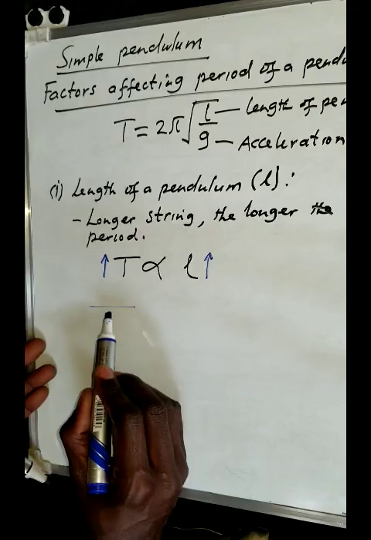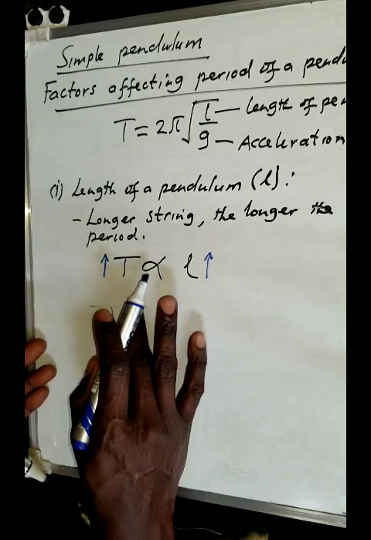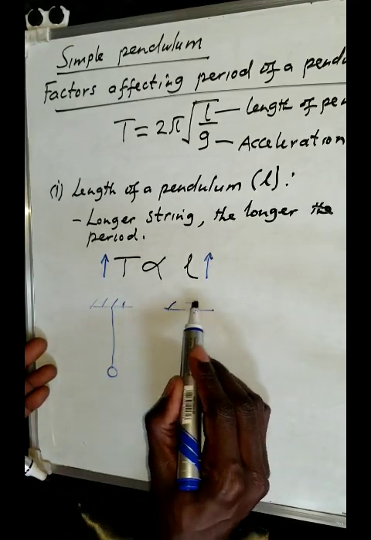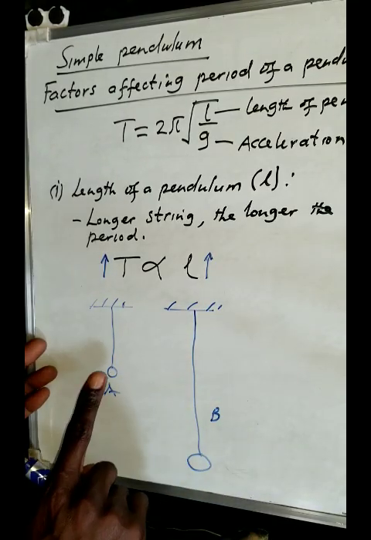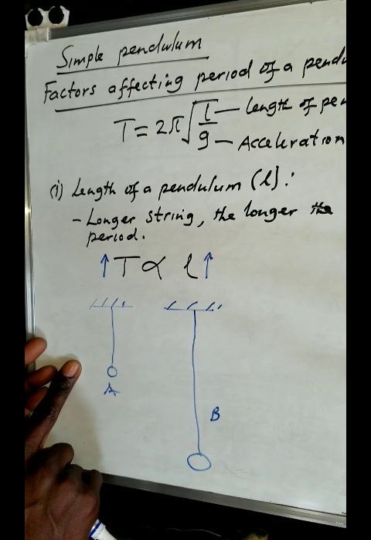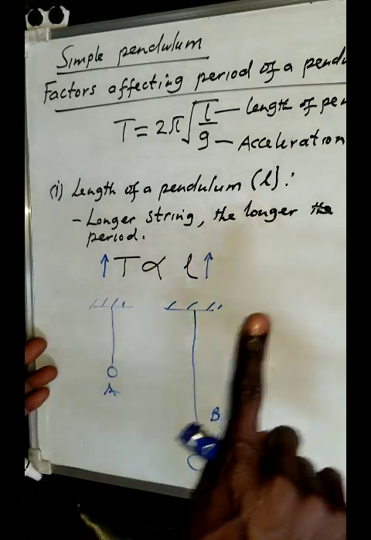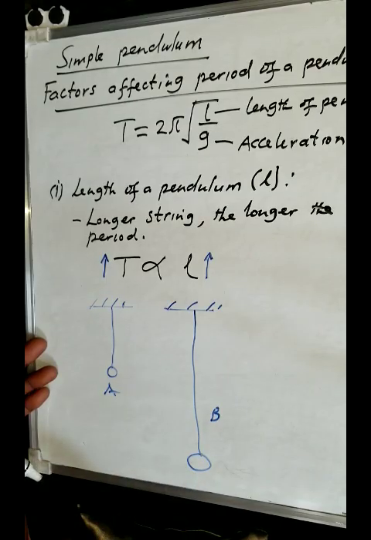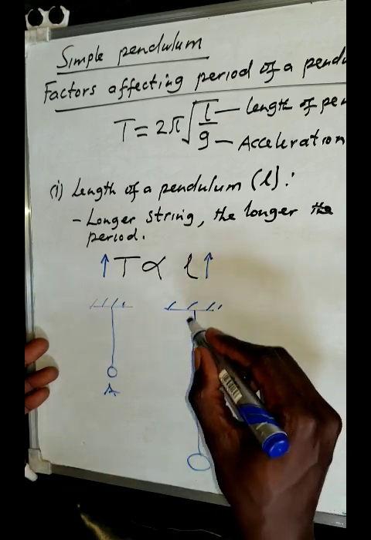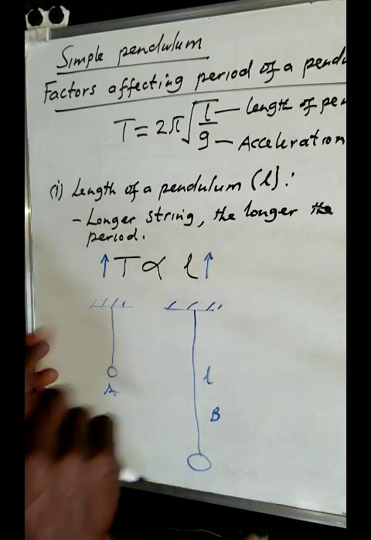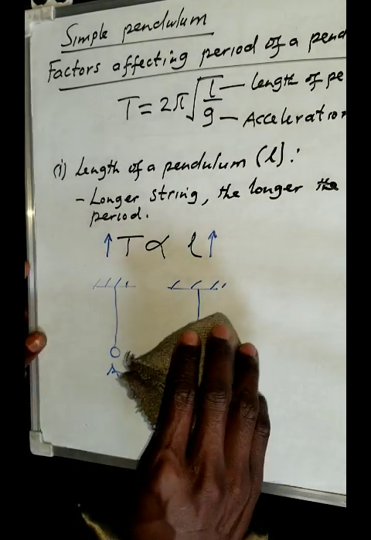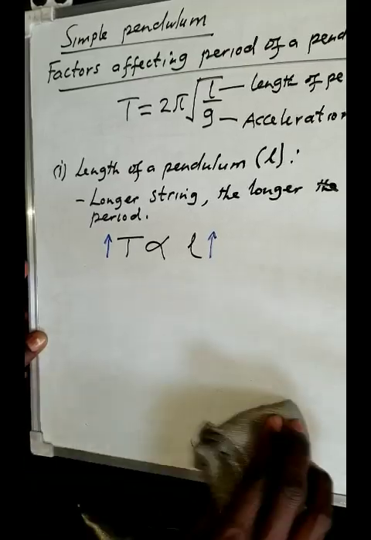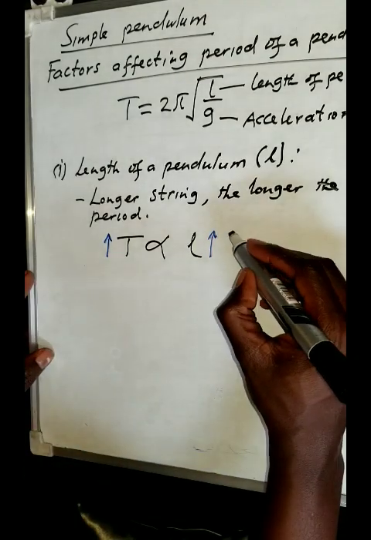So look at these two pendulums that I'm actually drawing. Imagine you have got A and B. If you displace them to the same amplitude, which one will take longer to go and come back? Obviously, the longer one will take longer to go and come back. And that is what we mean when the length of the pendulum is longer. It simply means that the period is also going to be longer. So increasing the length increases the period of the pendulum.